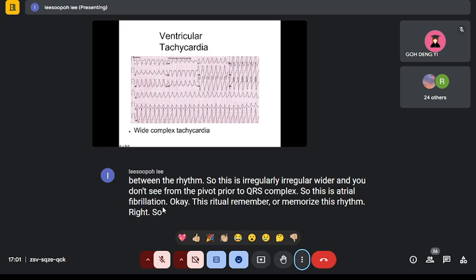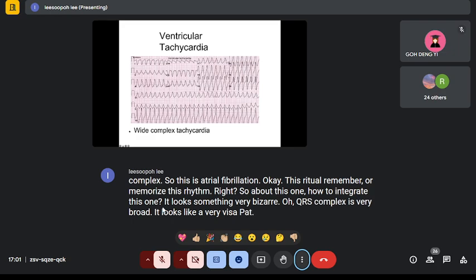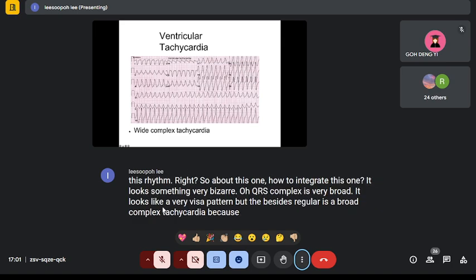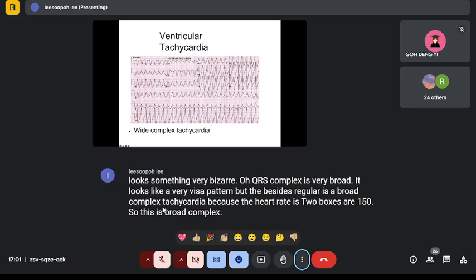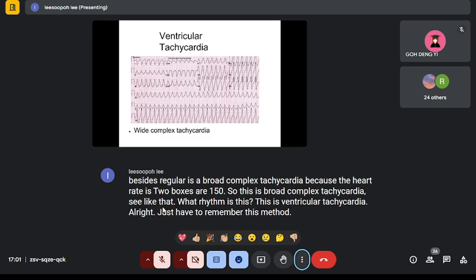All right. How about this one? How to interpret this one? It looks very bizarre, right? The QRS complex is very broad. It looks like a bizarre pattern, but the bizarre pattern is regular. It's a broad complex tachycardia because the heart rate is 150, 2 boxes. So this is broad complex tachycardia. What rhythm is this? This is ventricular tachycardia. You just have to remember this pattern.